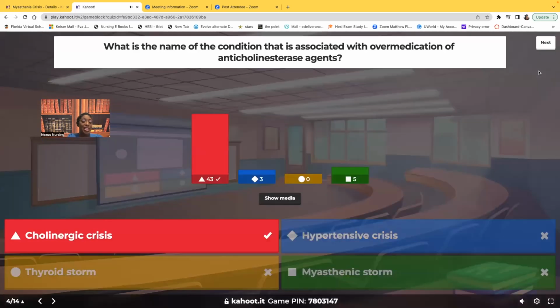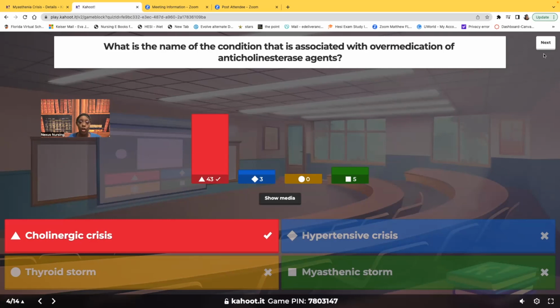Very good. Cholinergic crisis. So when the patient's over medicated with the anticholinesterase agents, you expect to see those signs and symptoms of cholinergic crisis. All right. Hypertensive crisis, that's when their blood pressure is through the roof, right? They might have seizures, they might have other clinical manifestations. Thyroid storm, that's when the patient's T3, T4 is way high.